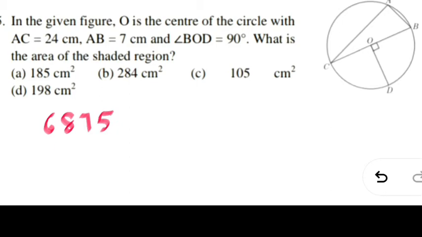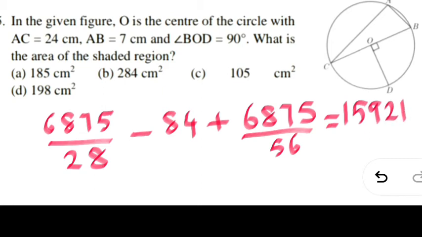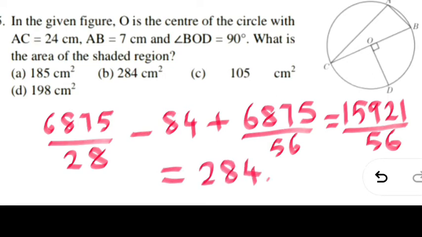1875 divided by 28 minus 84 plus 6875 divided by 56. So, the final answer is 15921 divided by 56, which is approximately equal to 284.3. So, in your option, the correct one is 284 centimeter square, that is option B.